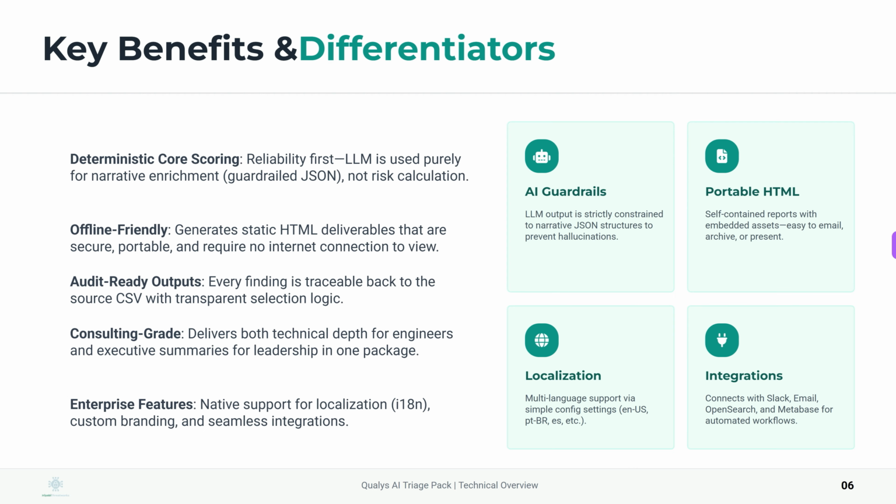And finally, we design this with enterprise features in mind. Localization support through i18n, so you can produce reports in different languages with simple config settings, custom branding, and integration points. Out of the box, the pipeline is designed to connect into operational workflows via Slack, email, OpenSearch, and tooling ecosystems like Metabase. So the main takeaway is the pack is not AI doing triage. It's deterministic triage with AI used in a controlled way to produce explanations and narratives, plus deliverables that are portable, audit-ready, and built for professional reporting.